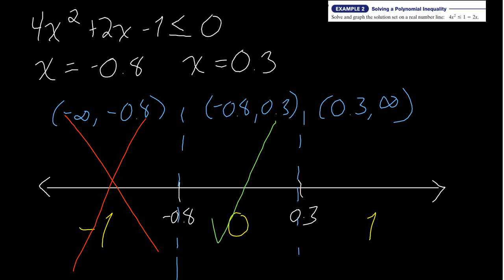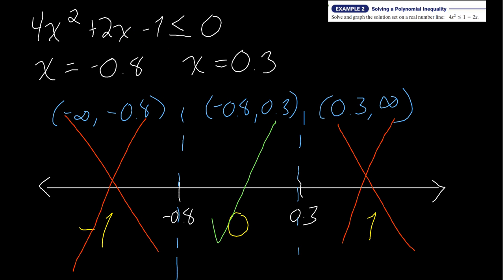And then lastly, we have a 1. Well, let's plug the 1 in. 1 here, 1 here. Same thing, right? 1 squared, PEMDAS, right? 1 squared is 1. 4 times 1 is 4. 4 plus 2, because 2 times 1 is 2. 4 plus 2 is 6 minus 1. Well, that is a 5. Okay. Is 5 less than or equal to 0? No, it's not. So this interval does not work either.